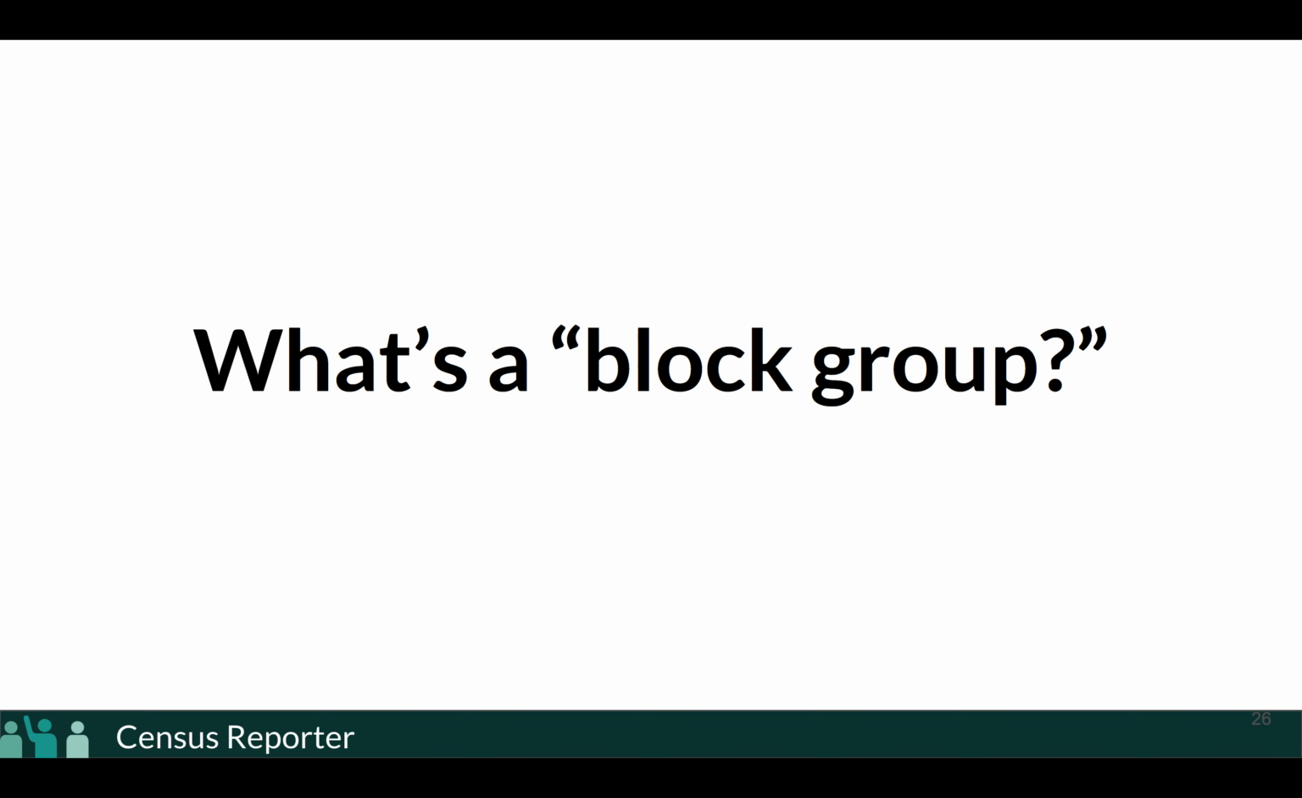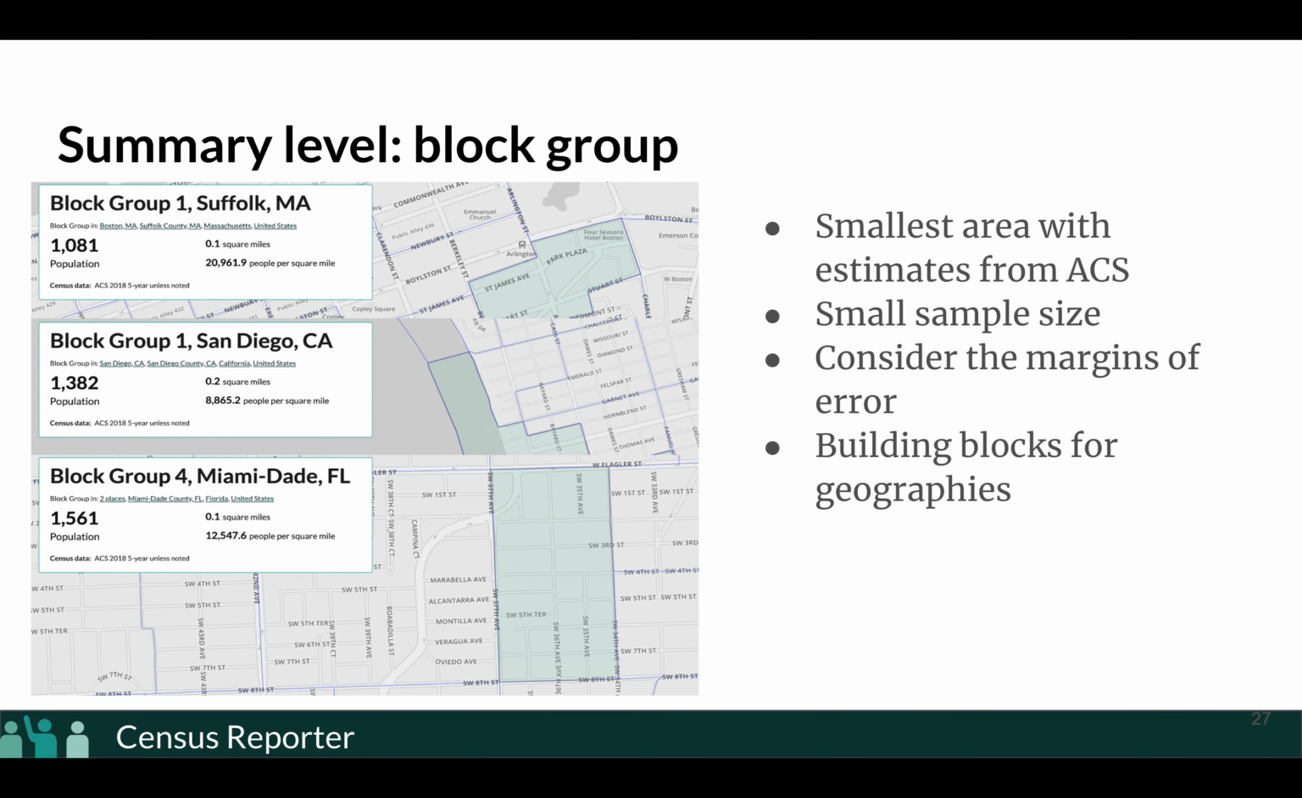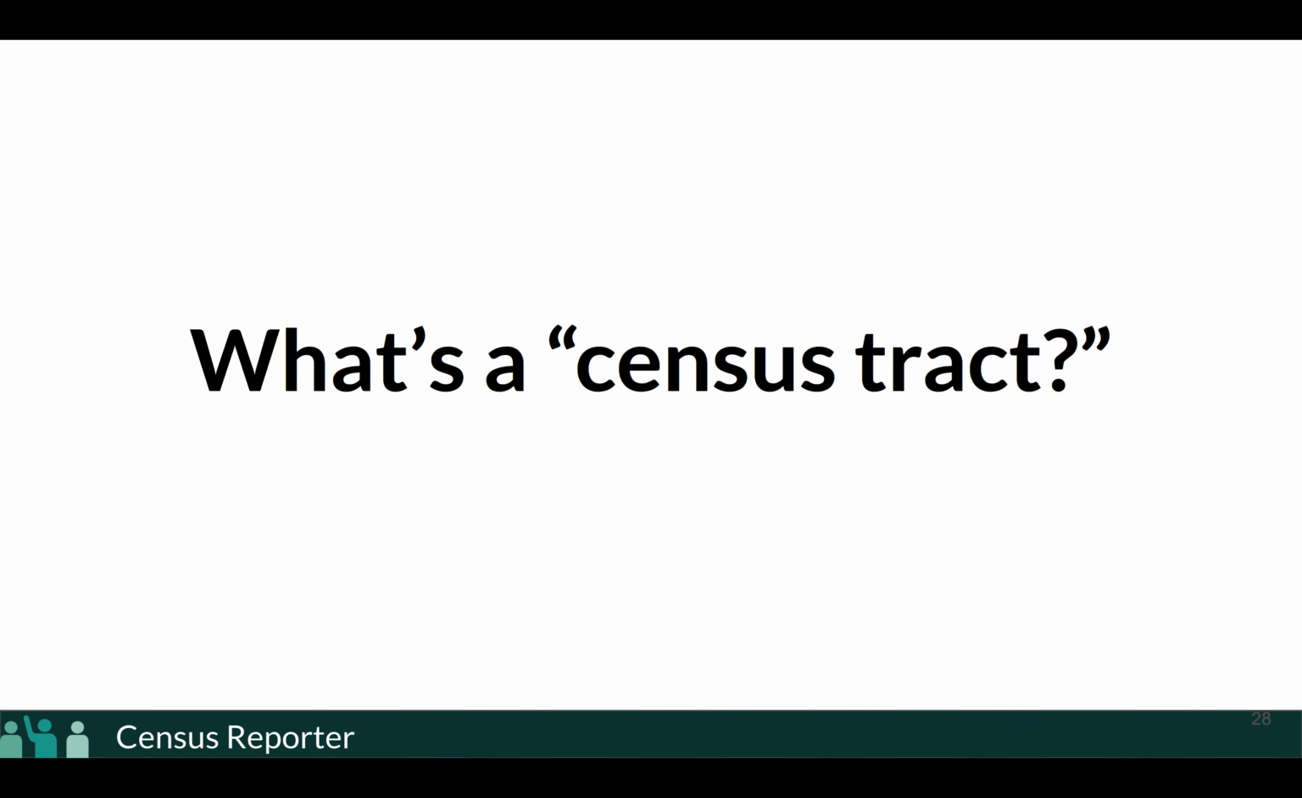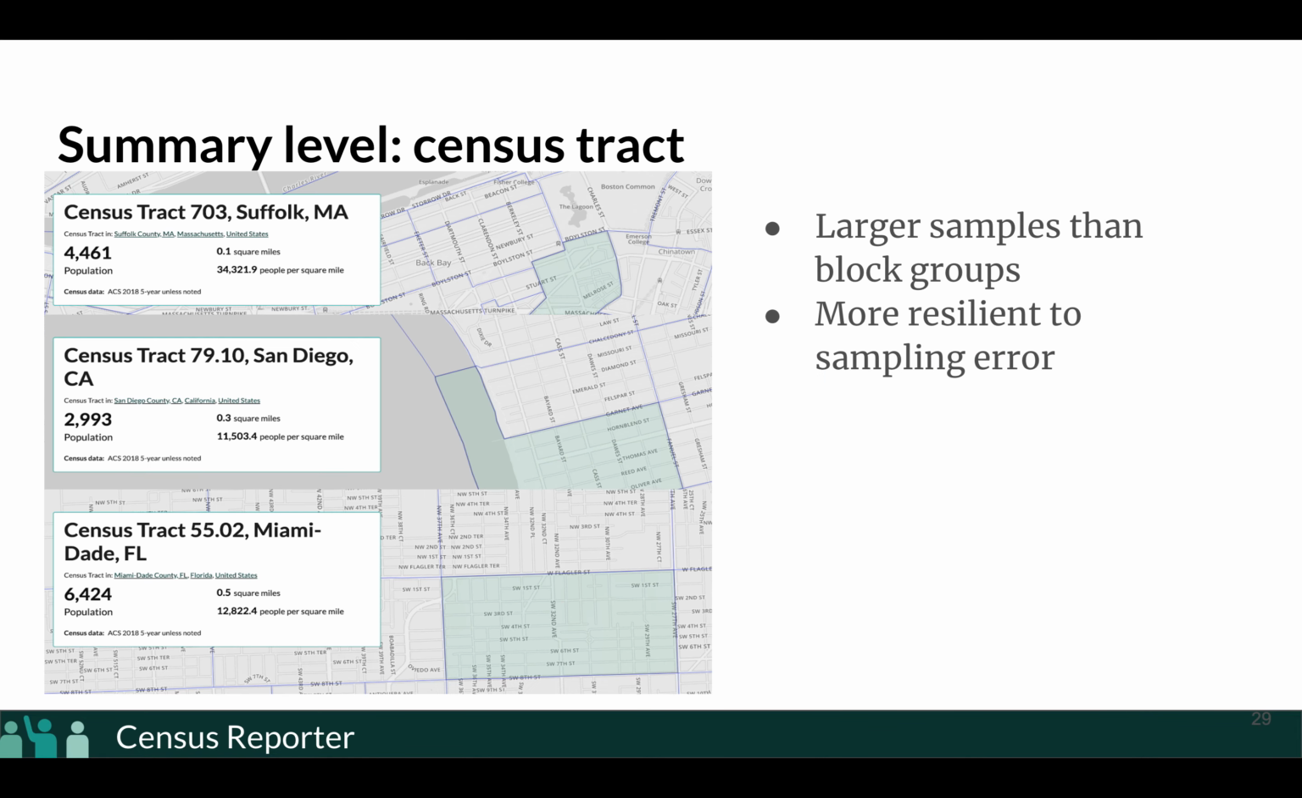Block groups are the smallest area for which estimates from the American Community Survey are available. Keep this in mind when you're looking at the data, which will be more subject to uncertainty because of the small sample size, and look out for those margins of error. More advanced census data users sometimes use block groups as building blocks for geographies not covered by the census. Census tracts are also used to compare different parts of larger geographies. Tracts are a bit more resilient to sampling error than block groups because tracts have larger samples. Block groups and census tracts mainly serve statistical purposes.